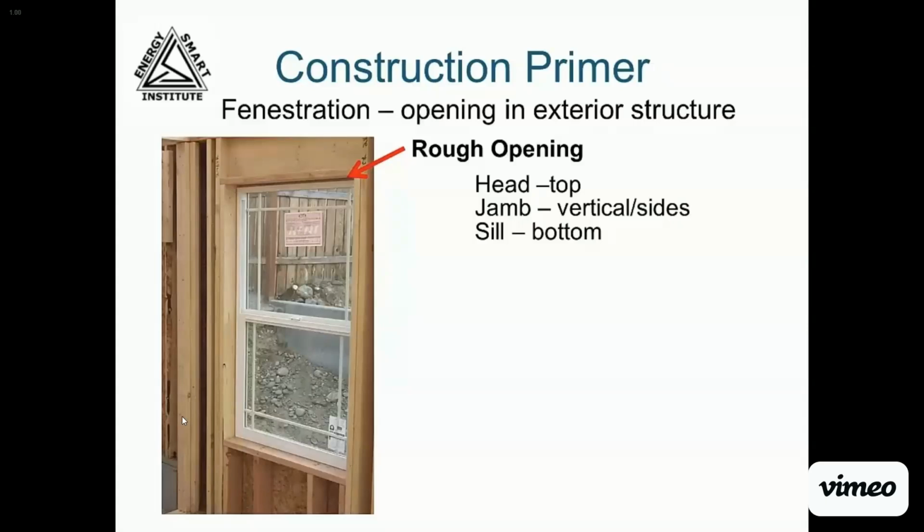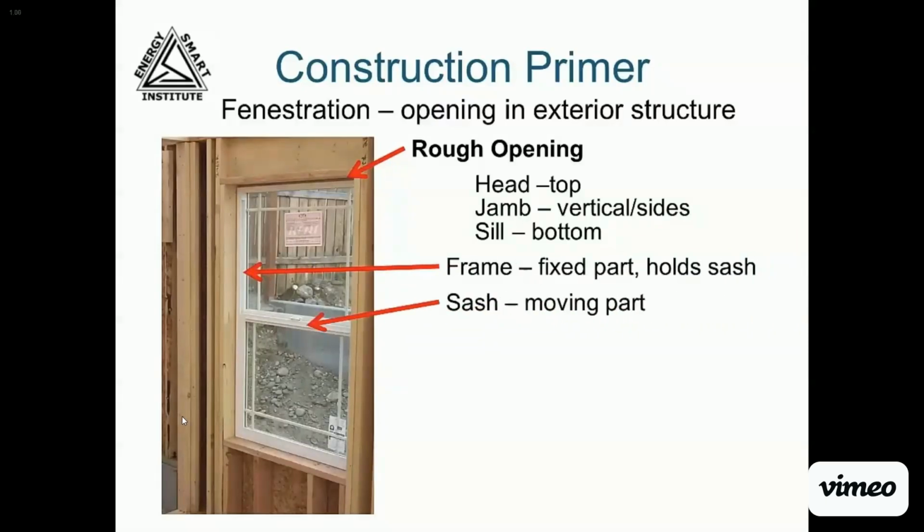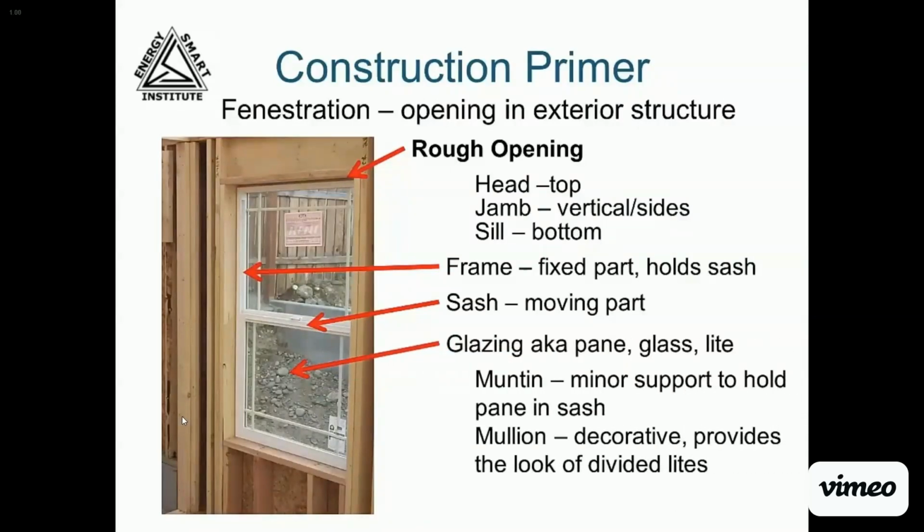Window components include the frame, which is the fixed part of the window around the outside edge. The sash is the moving part of the window that opens and closes. The glass portion of the window is also called glazing or pane. Multiple pieces of glass in a window or door are called lights. You may have heard the term divided lights.